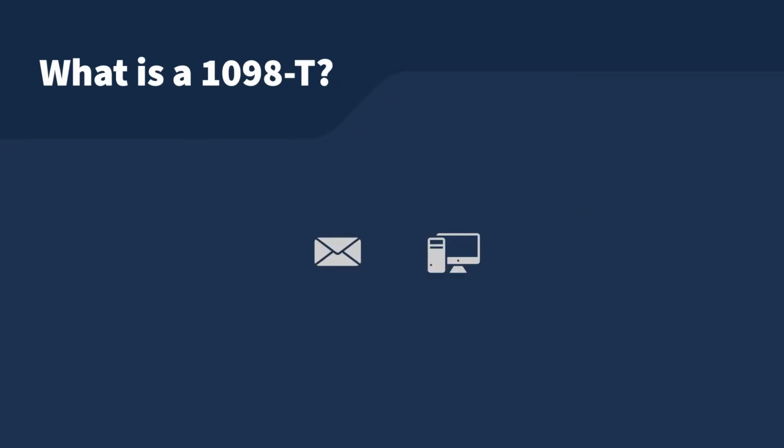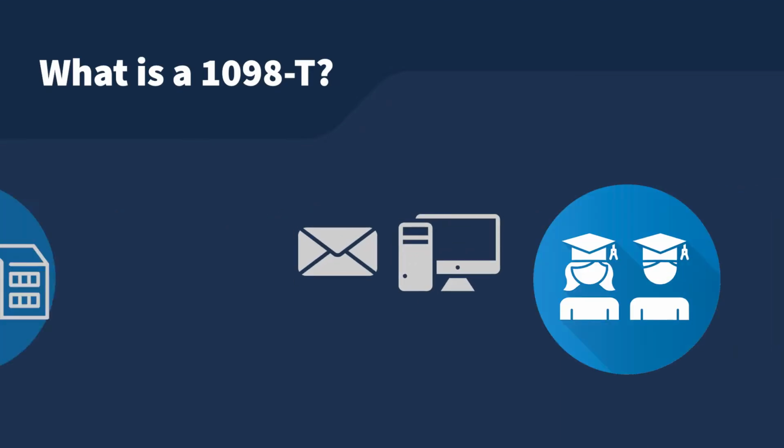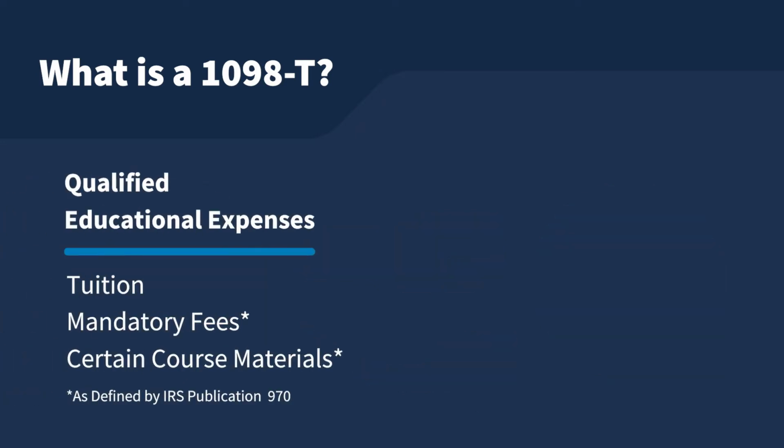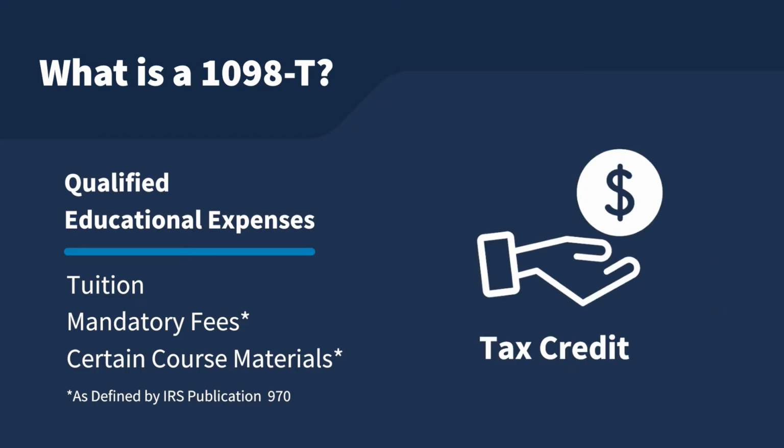The 1098-T is an IRS tax form provided to eligible students by UC San Diego. It reports qualified tuition and related expenses paid during the calendar year. It can be used to assist taxpayers in determining eligibility for certain education tax credits.